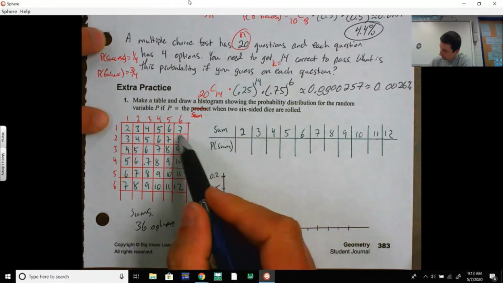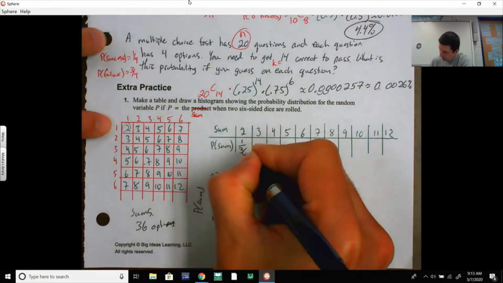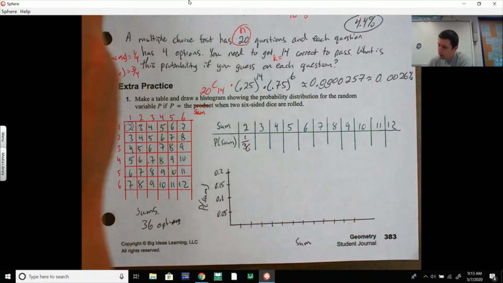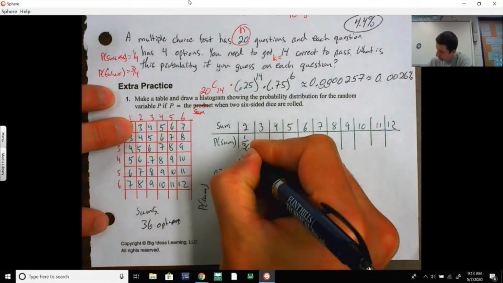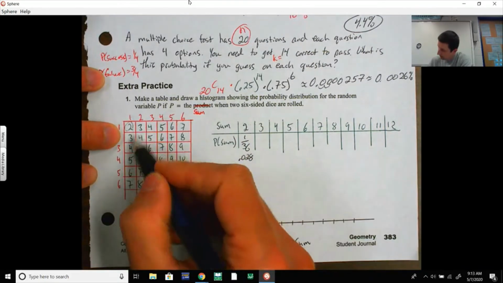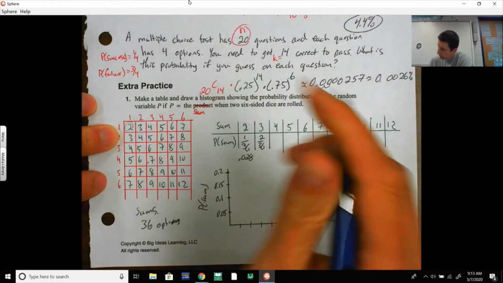The probability of getting a 2, well, 2 just shows up once. So that'd be 1 out of 36, which is about 0.027, 0.028. Okay. The probability of 3. 3 is 2 out of 36, which would be 0.056.